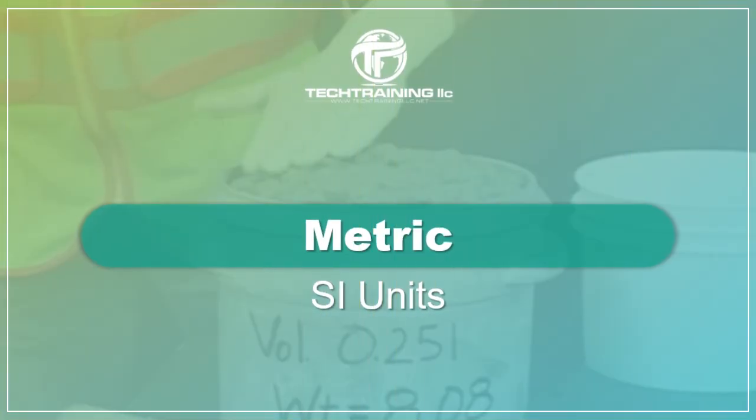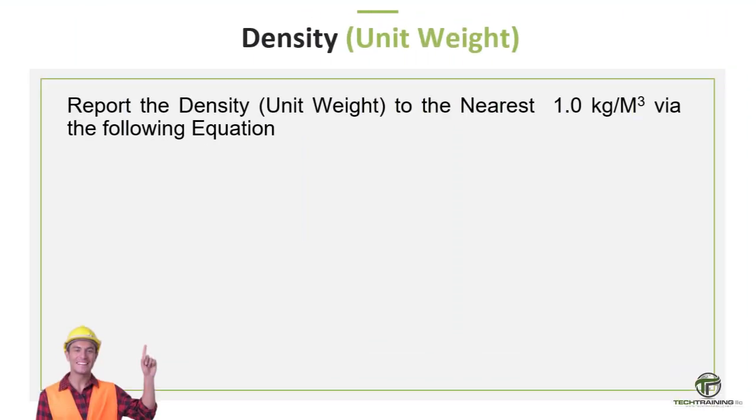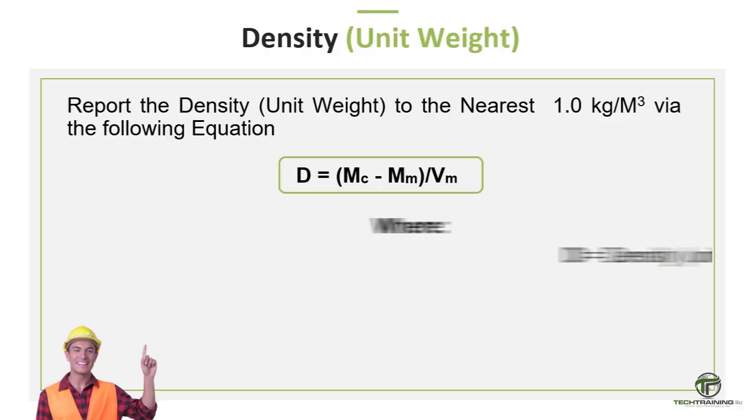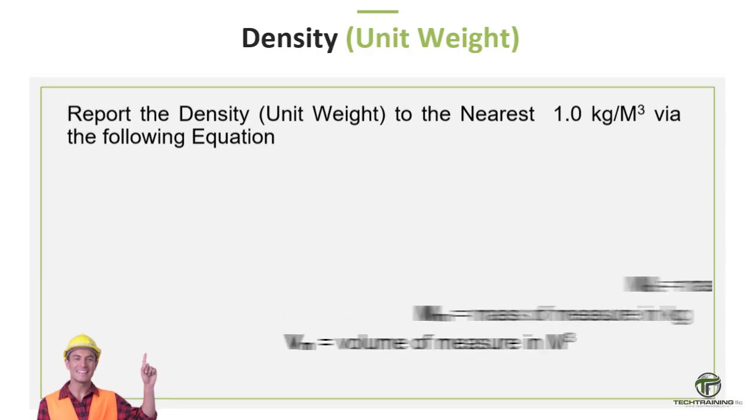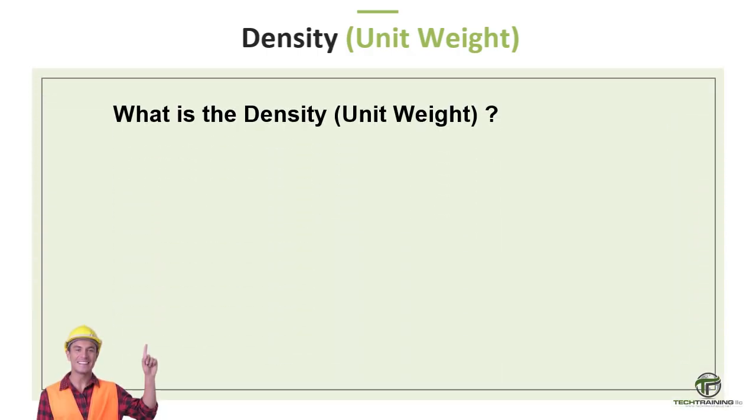We'll now do our calculations in SI units. To calculate the density, unit weight, we must use the equation D equals M subscript C, the mass of the measure filled with concrete, minus M subscript M, the mass of the measure empty, divided by V subscript M, the volume of the measure. So what is our density unit weight of this concrete?